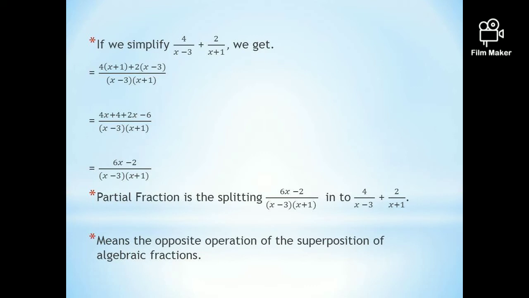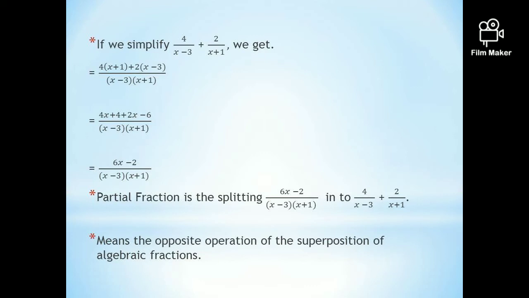Now see how many x plus 1 terms there are for this denominator x minus 3 into x plus 1. The simple technique is to cover x plus 1 in this denominator. The remainder is x minus 3. Therefore, multiply 2 with x minus 3. Then if you simplify 4 times x plus 1 plus 2 times x minus 3 over x minus 3 into x plus 1, your answer would be 6x minus 2 over x minus 3 into x plus 1.